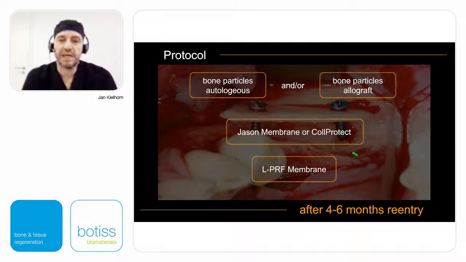So the protocol actually is that we will use bone particles, autogenous or allograft particles. We will cover it with a Jay's membrane because it's a very thin membrane. It's stable for months, so it's nice protective. And on top, to give it a boost for the wound healing or to improve the soft tissue healing in cases of bad soft tissue because of genetic reasons, because of disposition, or because of smoking else, we use LPRF to make sure that we have a good wound healing.